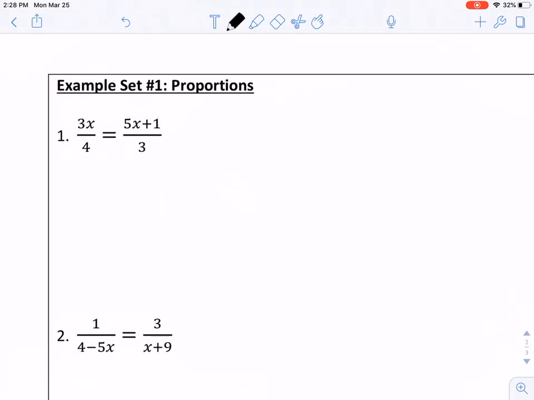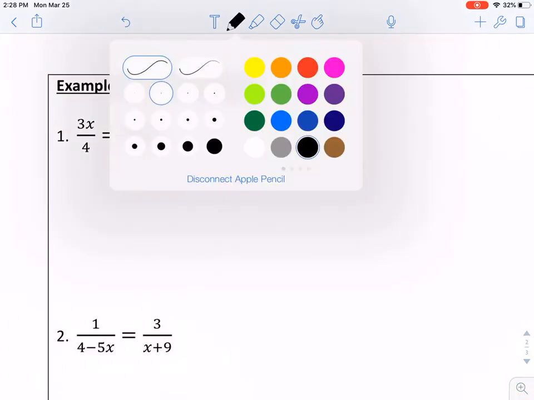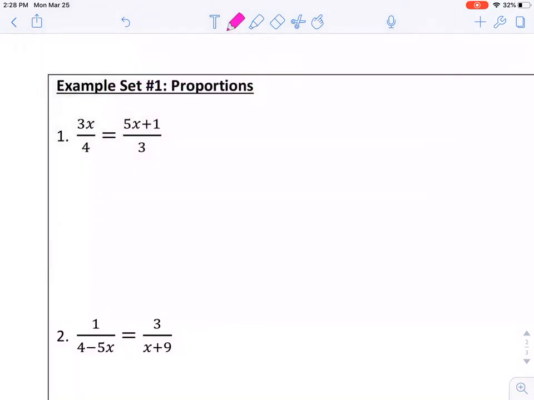All right, our first set are proportions. Proportions are pretty easy. We've been doing them for a while in your life. All you do is take the opposite denominator and multiply it, or in this case with the 4, you're going to distribute it to the numerator on the other side. So here you've got 3 times 3x getting you 9x. 4 times 5 is 20x, and then 4 times 1 is 4.